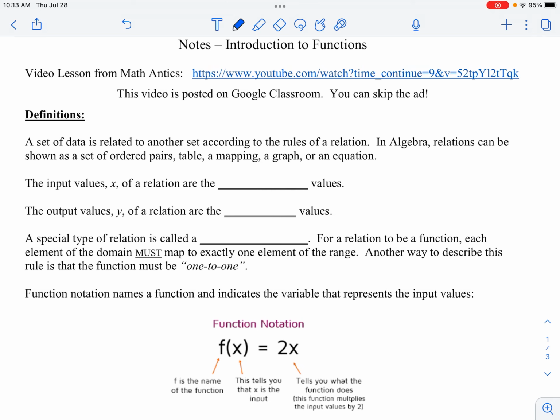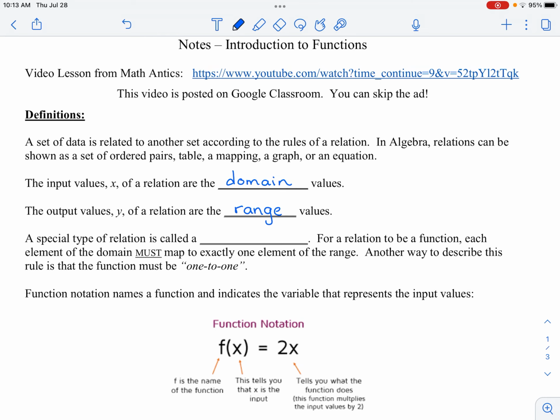All right, the input values, or the x values of the relation, are the domain values. You're going to hear this word often, okay? So input, or x, are domain values. The output values of the relation, or the y values, are the range values. So domain and range. Domain is x, range is y.